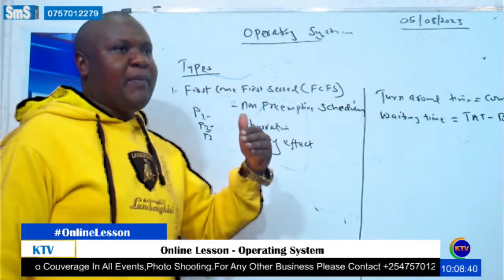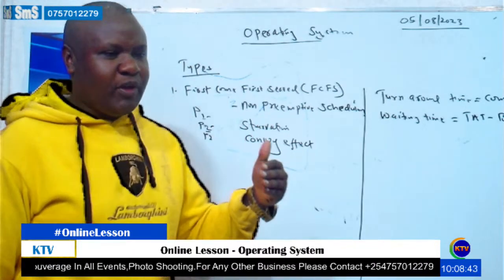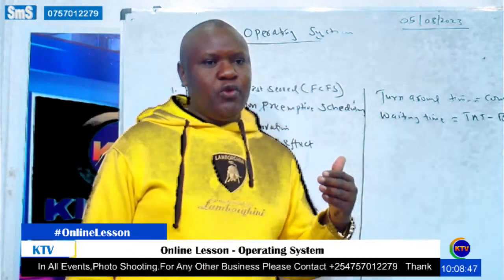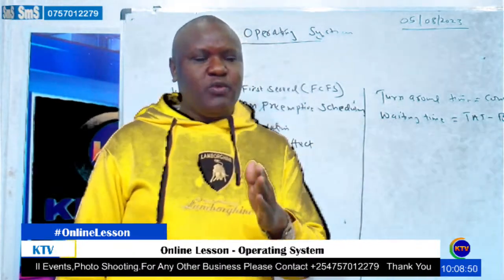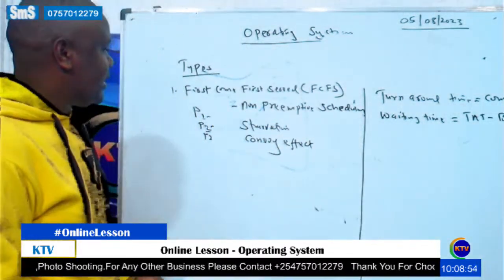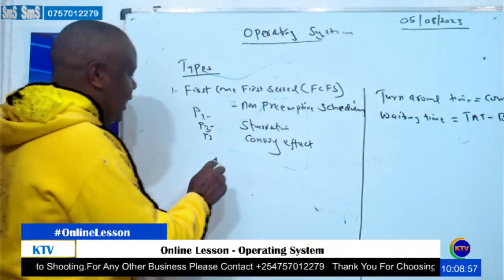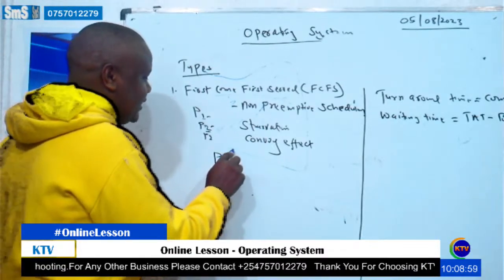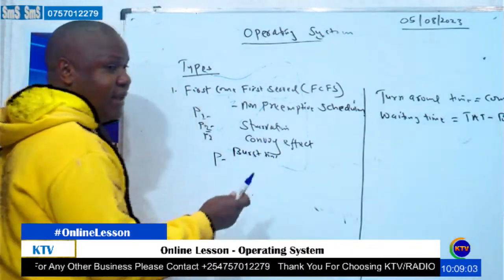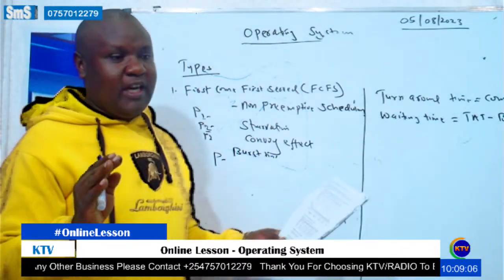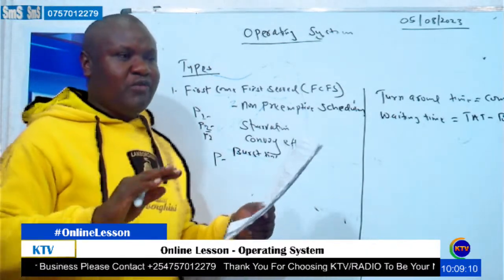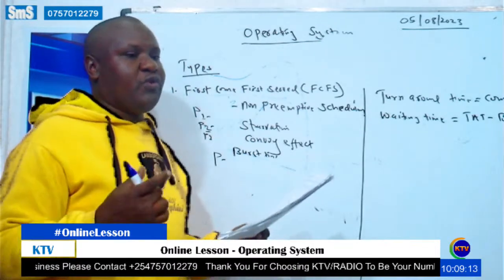Processes which have high priority. Now, how do you say this process has high priority? Which criteria does the CPU use to filter the processes which have high priority and the ones which have less priority? I've told you what is normally considered is the past time. The past time is the amount of time a process stays in the CPU.